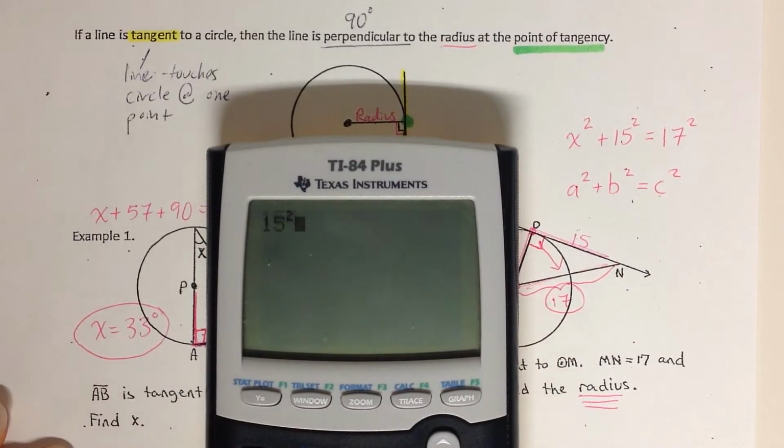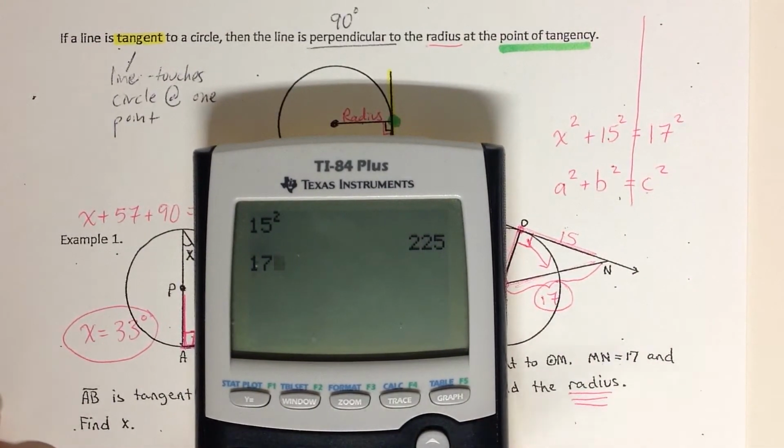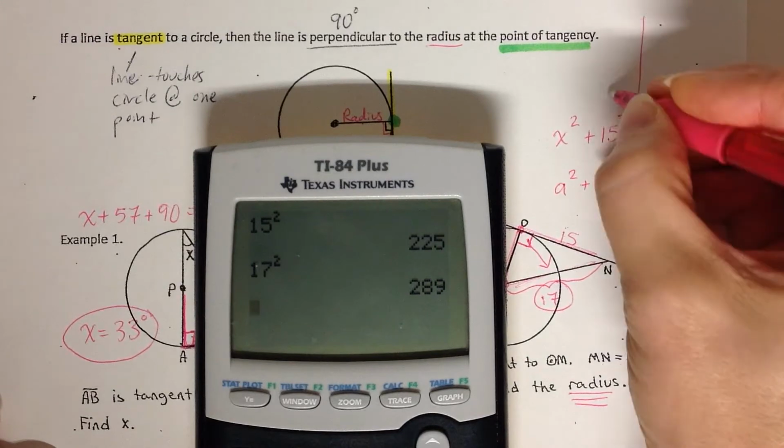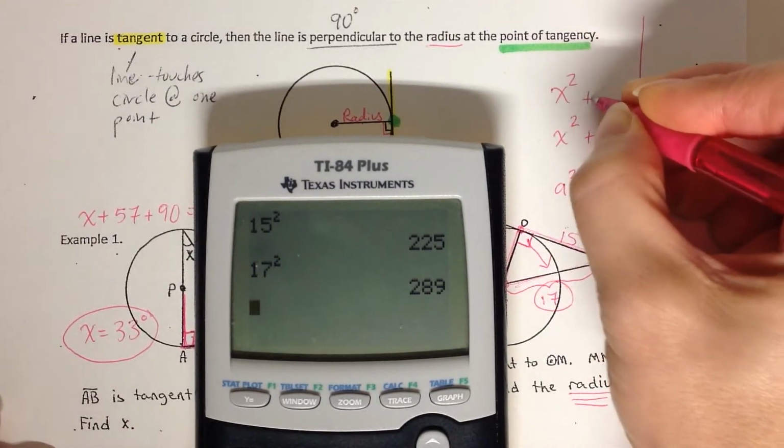So I can't do these at the same time. They're on different sides of the equal sign, right? So 17 squared. I'm working up this time.